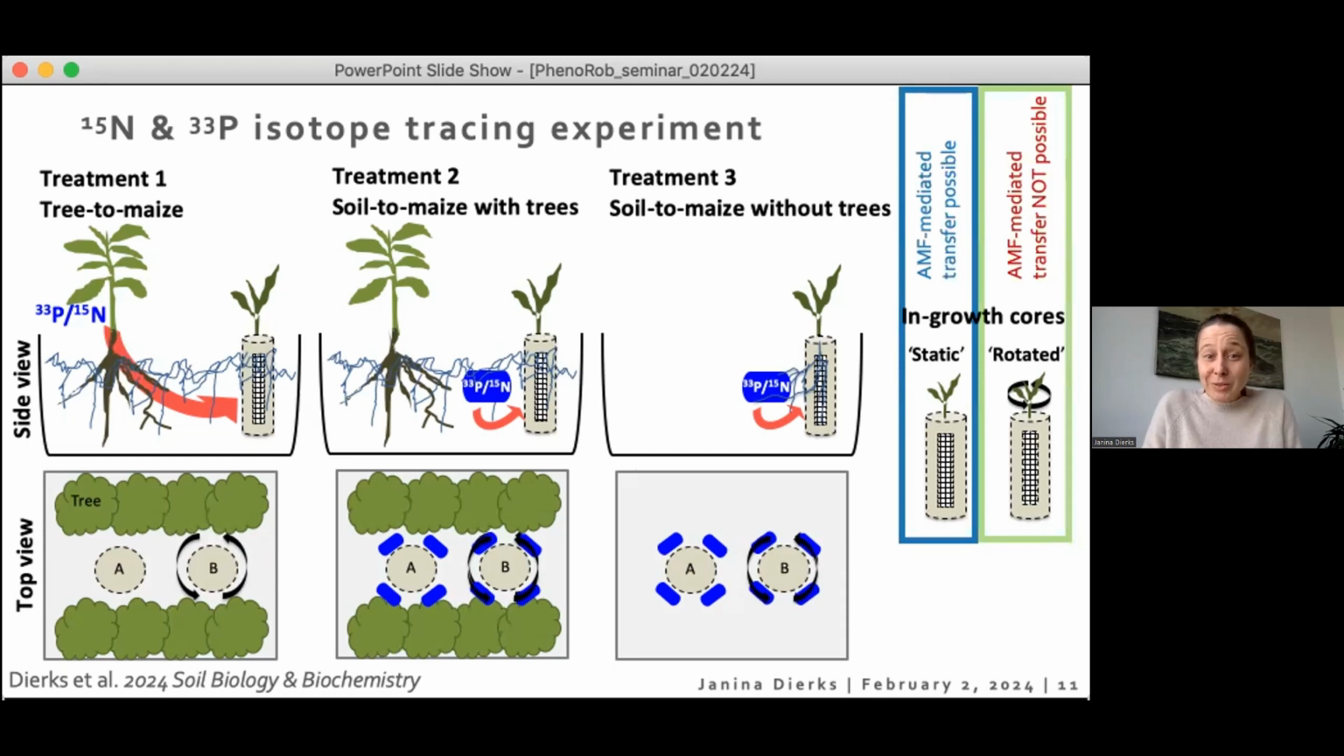Before I continue, I'd like to direct your attention to the two types of ingrowth cores. As mentioned, maize was grown in ingrowth cores to prevent nutrient transfer via direct root-to-root contact between tree and maize, but allow mycorrhizal mycelia to potentially provide maize with access to nutrients from beyond the ingrowth core. To control for any non-mycorrhizal mediated nutrient transfer, we included one ingrowth core that was rotated just before label application, and that was to break any potential hyphal connections between tree and maize.